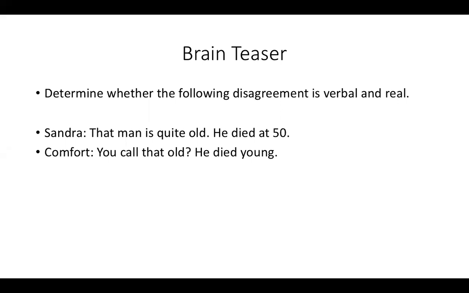Okay, that's fine. So, Nuku. Yeah, sir. I think it's a verbal disagreement because the two of them are not quite sure about what is defined as old and what is defined as young. So 50 is a tricky age. So they don't know which one is old and which one is young. Okay, fine. What about Sarah?